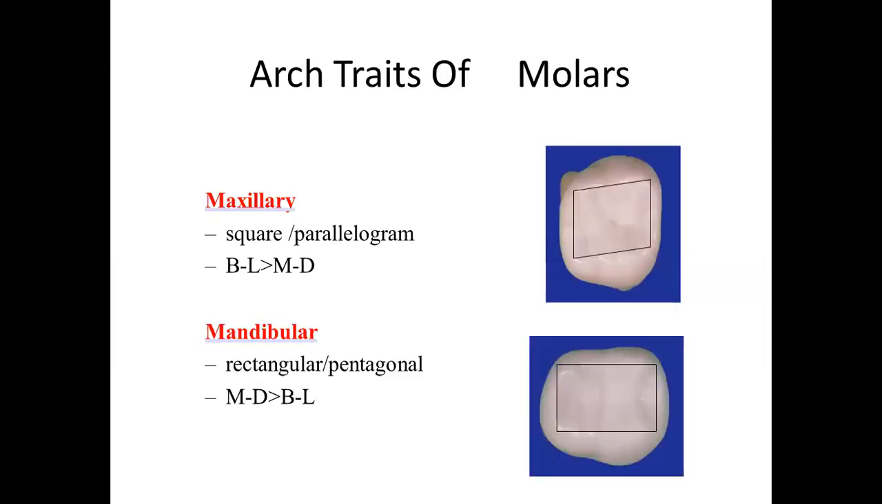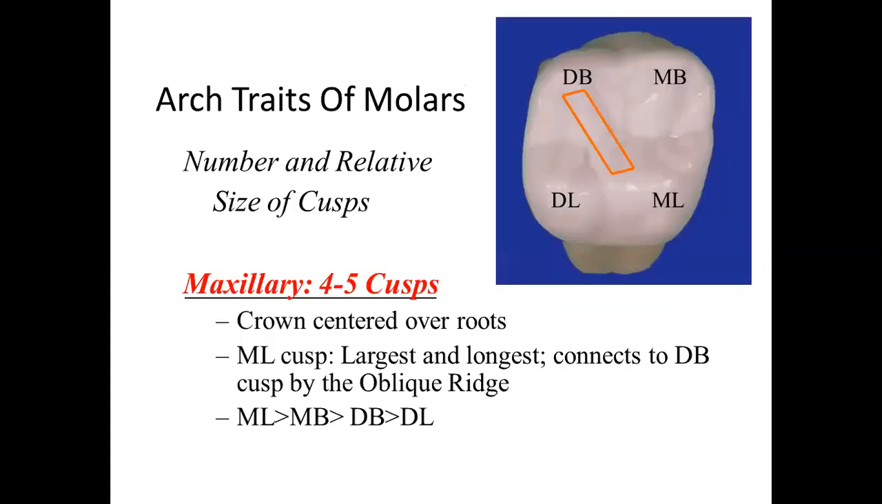So when we compare the arch traits of molars, the maxillary teeth have a square or a parallelogram occlusal surface, whereas in cases of mandibular, it can be rectangular, pentagonal or hexagonal. When we see the dimensions, the maxillary teeth show more buccolingual width in comparison to mesiodistal width, whereas in the mandibular teeth, the mesiodistal width is more than the buccolingual. So the maxillary teeth will be wider buccolingually, whereas the mandibular teeth will be wider mesiodistally. This is the main distinguishing feature between maxillary and mandibular molars.